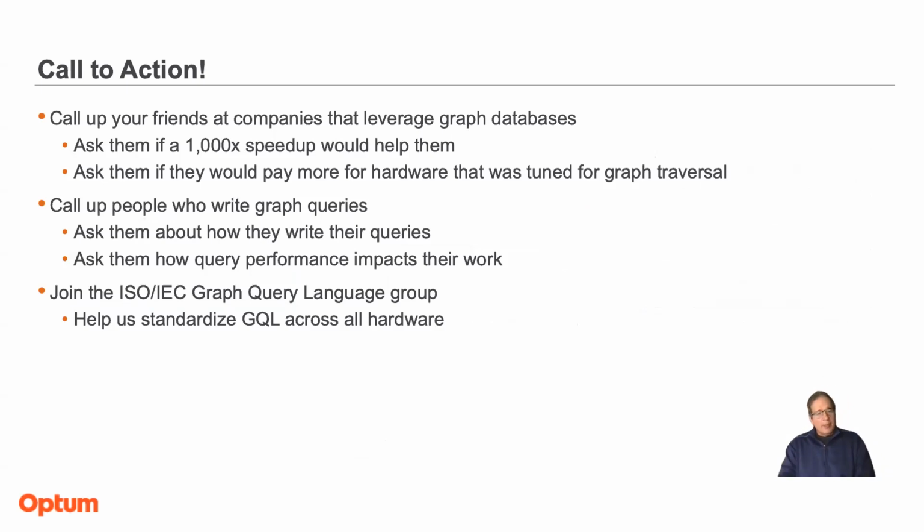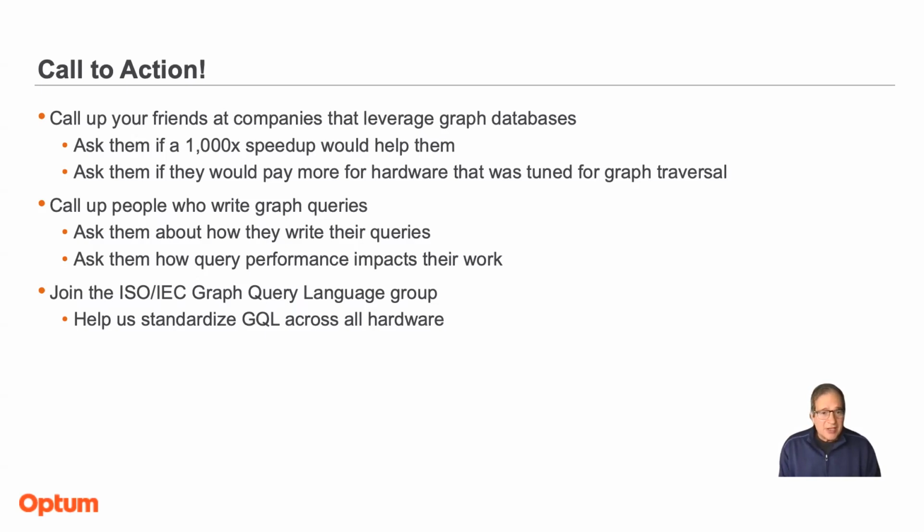All right, so to wrap up, a call to action. I would like everybody at this conference to reach out to your friends that are working in the field of graph databases and just ask them, what if I could create a piece of hardware that could give you a 1,000-fold, three orders of magnitude speed up? How would that impact you? How would that impact your business? How could you write queries that would do more work in a shorter amount of time and create better population-level analytics, as well as help your customers get their questions answered faster?